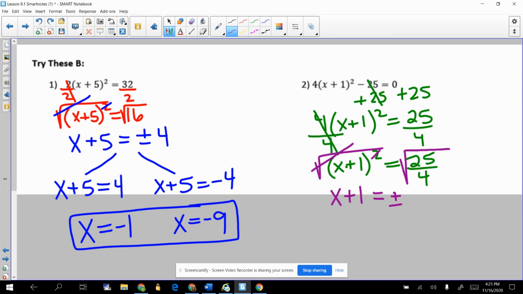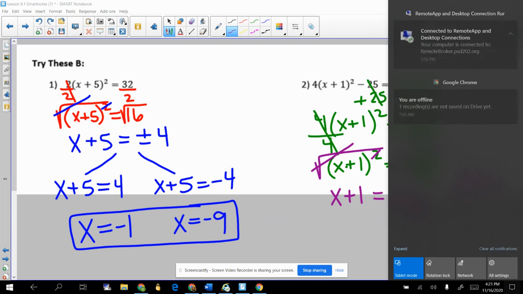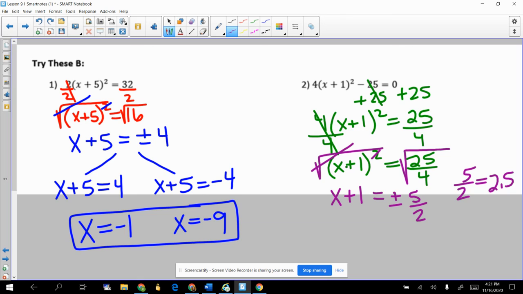And then on this side, it'll be plus or minus square root of 25 is 5. And square root of 4 is 2. Okay, so if you want here, we know that 5 halves, or 5 divided by 2, is equivalent to 2.5. So let's go ahead and just write it as that to make it a little bit easier for ourselves. Okay, so now this is where we split it up into 2, and I'm going to write it as x plus 1 equals the positive 2.5, and x plus 1 equals the negative 2.5.